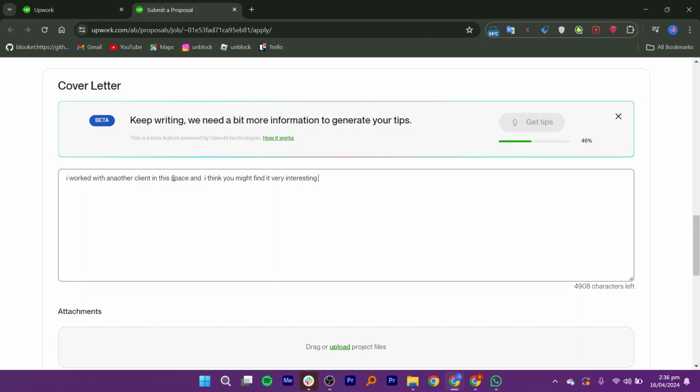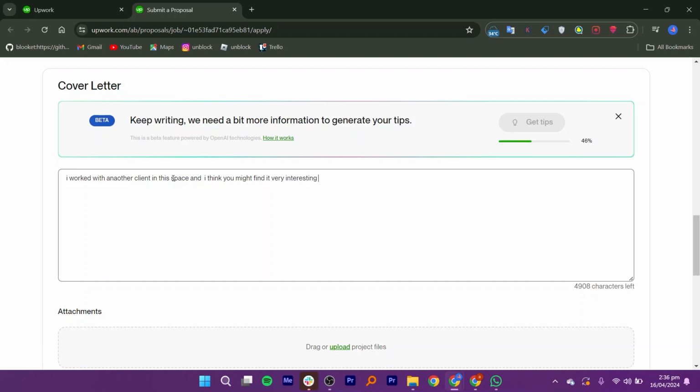Highlight relevant examples of your past work or projects that showcase your abilities and demonstrate your qualifications for the job. Include links to your portfolio, samples, or relevant case studies to support your claims. Also, outline your proposed approach or strategy for completing the project.